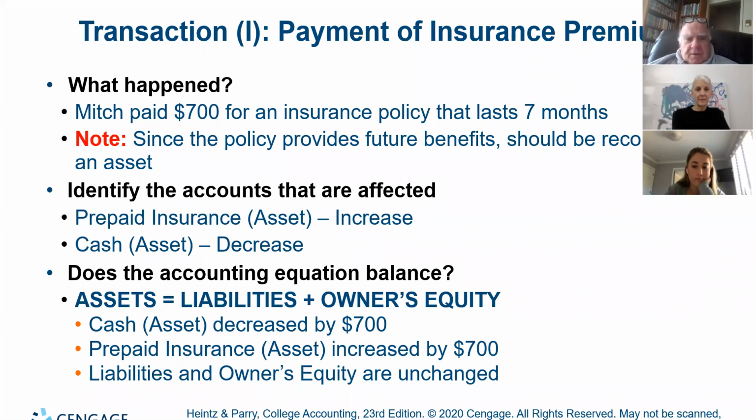Here's the example I was hoping they would show. Mitchell paid for an insurance policy that lasts 7 months. Since the policy provides future benefits, it's got to be recorded as an asset. It's an asset until we use it. That's when you record the expense, when you've used the asset. So right now it's an asset. I mean, somebody could buy that insurance policy from us. We could sell it to somebody possibly. Identify the accounts that are impacted.